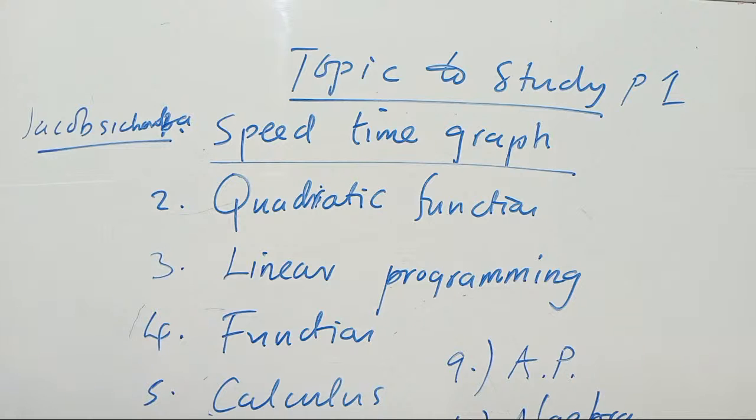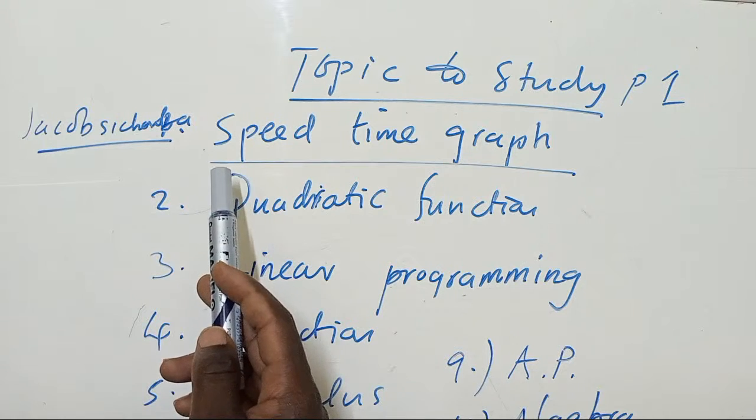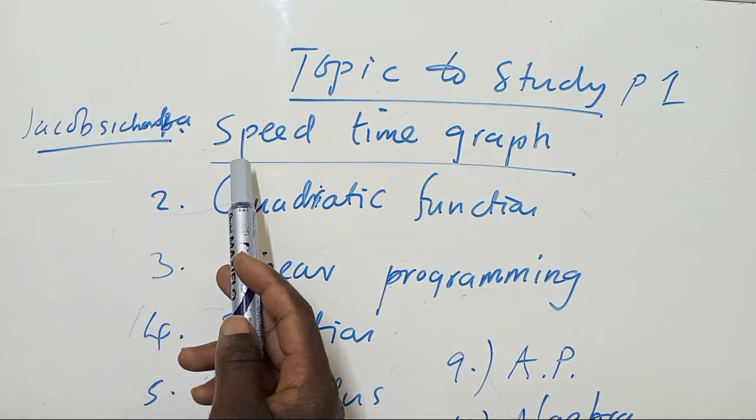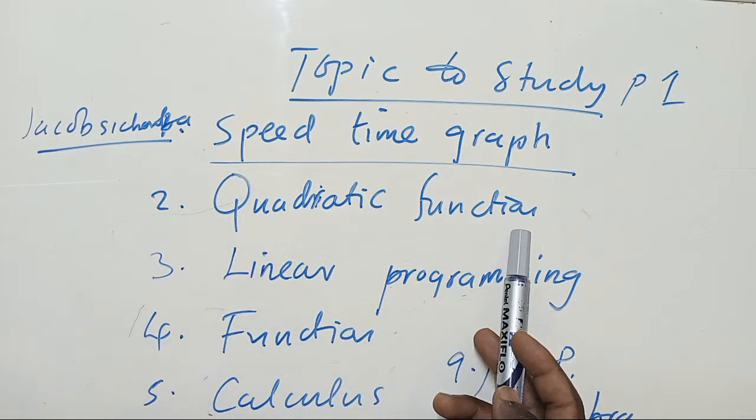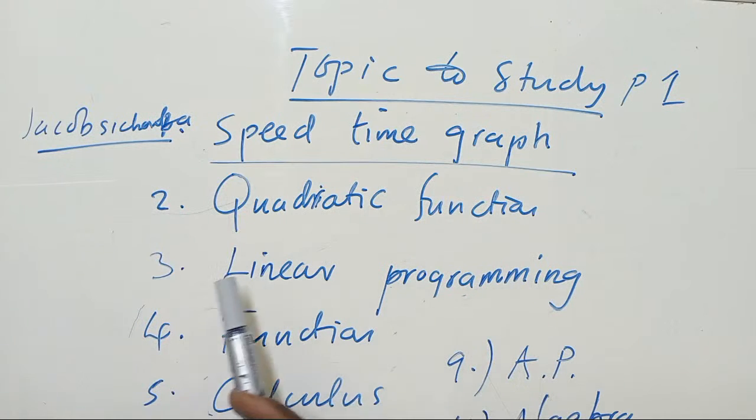So you have to give yourself a task. For example, this week, you just say, okay, I'll deal with speed time graph. When you think you're comfortable with speed time graph, now go to quadratic functions. When you're done with quadratic functions, go to linear programming.